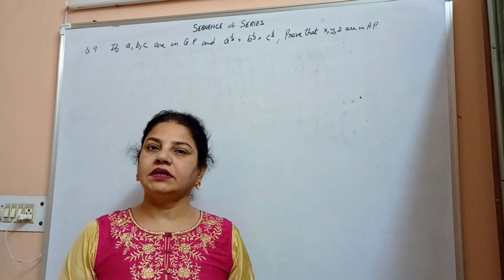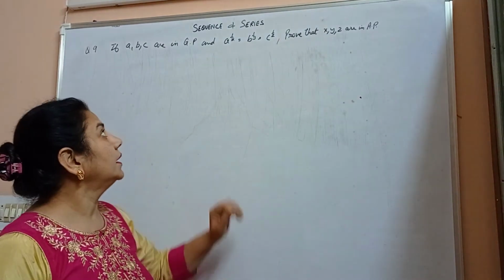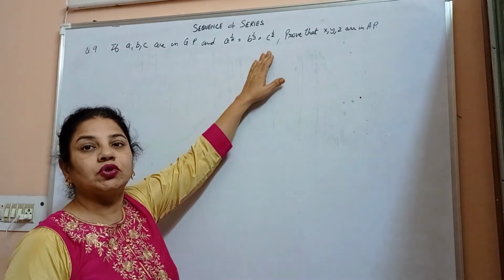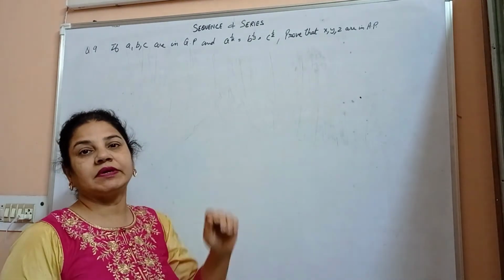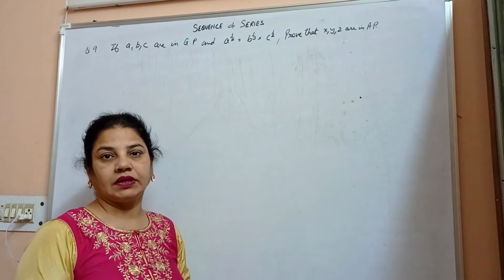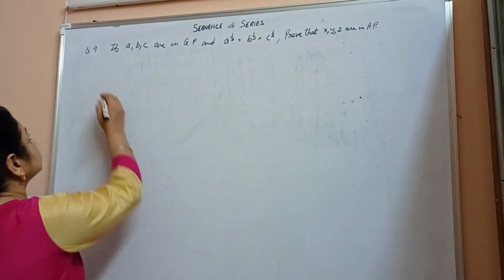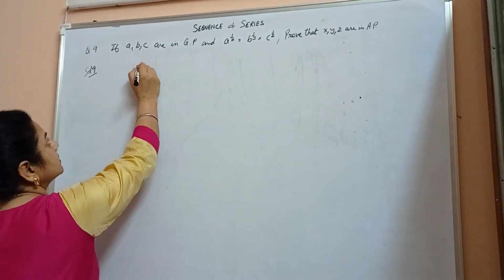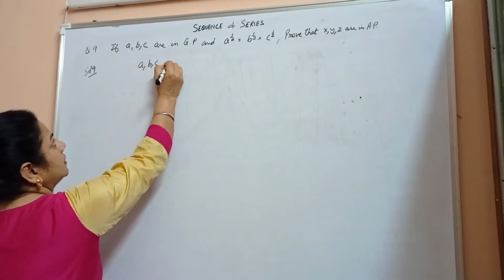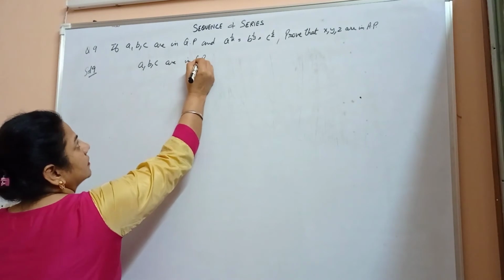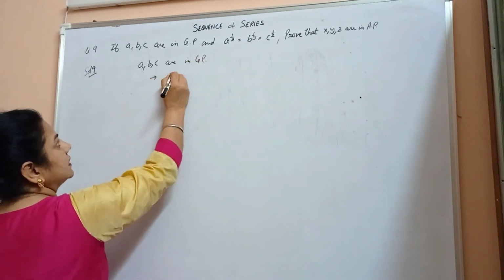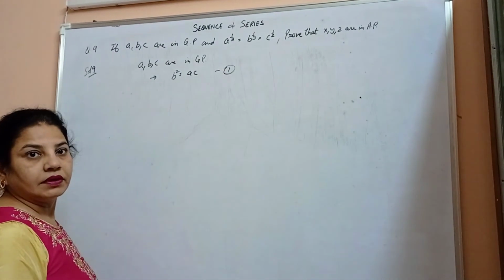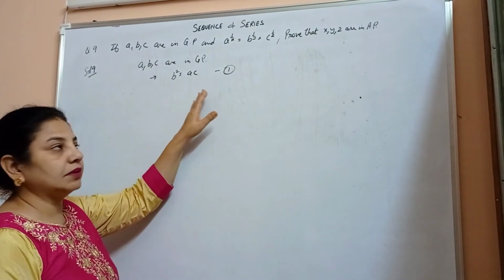If A, B, C are in GP and a to the power 1 by x is equal to b to the power 1 by y is equal to c to the power 1 by z, prove that x, y, z are in AP. As A, B, C are in GP, that implies B square is equal to AC. This is my first equation.